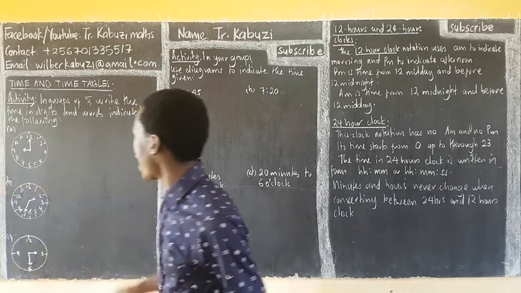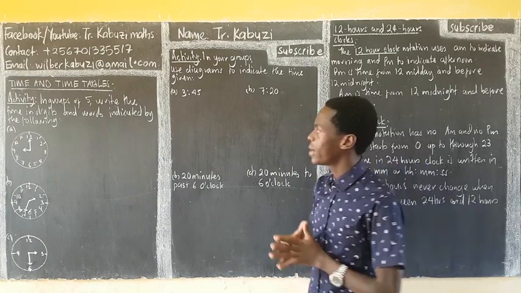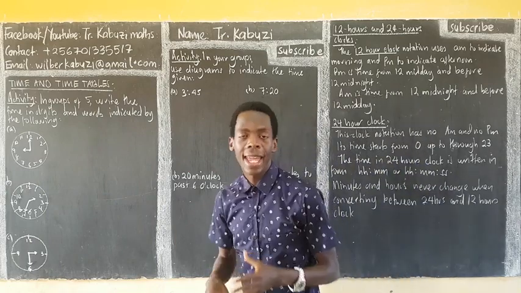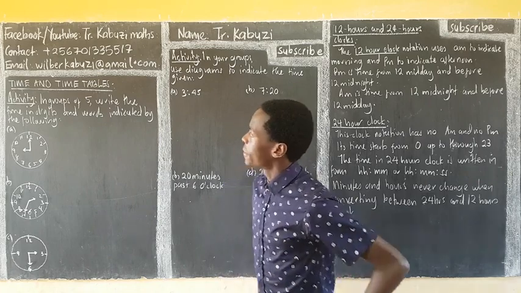Okay, now we are going to see how we have these clocks. Now we are going to be telling you how, and during this time we don't have anything like AM and PM. We are going to come to that in the next lesson.